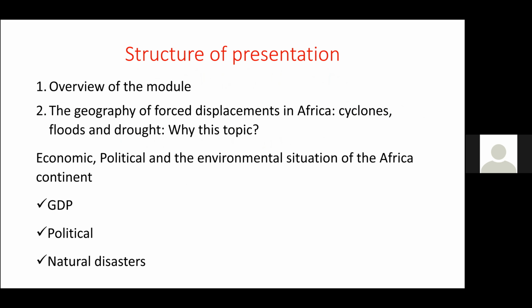The structure of my presentation is like this: an overview of the module, what we are going to discuss in these 2 semesters, and then I'll focus on the geography of forced displacements in Africa, where I will talk about cyclones, floods, and drought. Why this topic? Why did I suggest this topic? Then I will look at the economic, political, and environmental situation of the African continent, taking into account the GDP, how GDP is in Africa, the political situation in Africa, and finally, natural disasters.